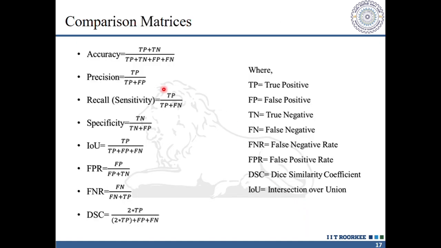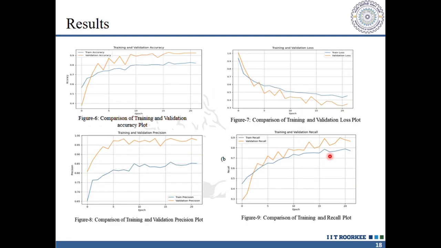These are the comparison metrics: accuracy, precision, recall, specificity, IoU, FPR, FNR, DSC. Here TP means true positive, TN means true negative, FP means false positive and FN means false negative. These are the results we get from our model.